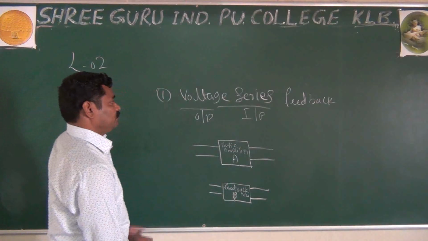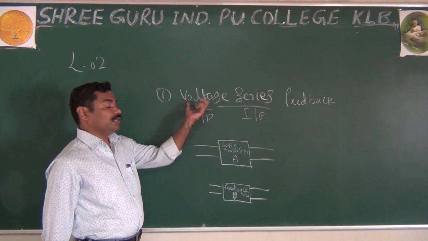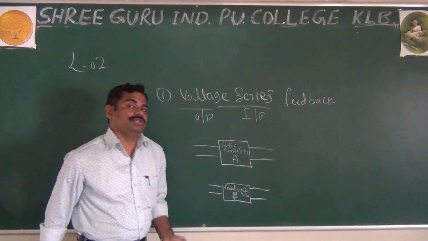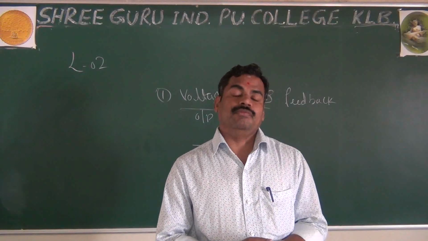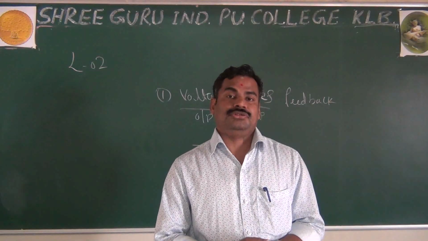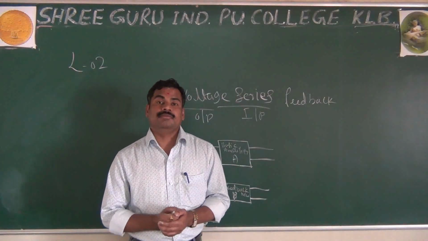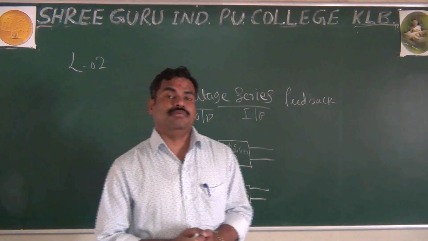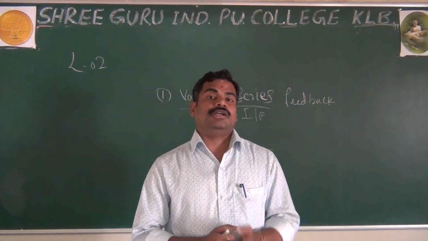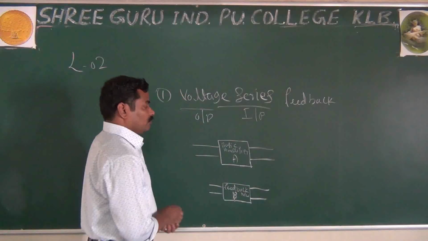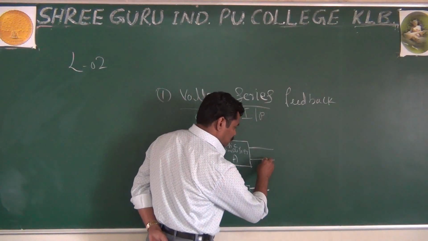And what I said, what is there in the output? You have the voltage. And as I said, how do you measure the voltage? Whenever measuring the voltage in the output, you have to connect in parallel. As I said, by using a multimeter to measure the output voltage, connect in parallel. Here also the same thing, you have to connect in parallel.